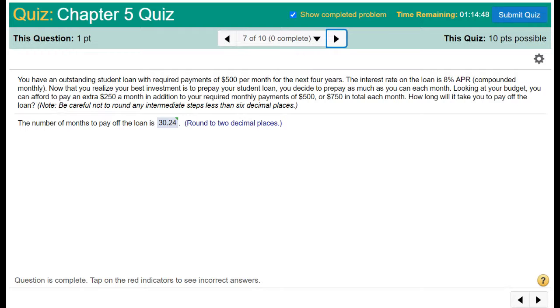Now, the next part is I'm solving for N. So I leave N alone. IY equals 8 divided by 12. Payment is negative 750. Whatever amount I got when I calculated the loan balance is what I'm going to put in present value. Future value is 0. And then compute for N. And this is what I get.